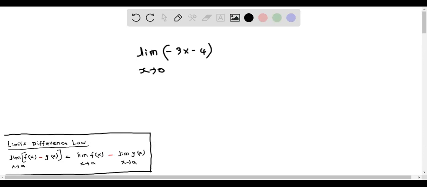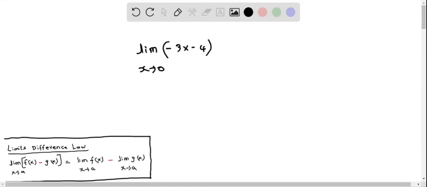We will now evaluate this given limit using the limit laws. So I'm going to use this limits difference law, which states that limit of f of x minus g of x is equal to limit of f of x minus limit of g of x.